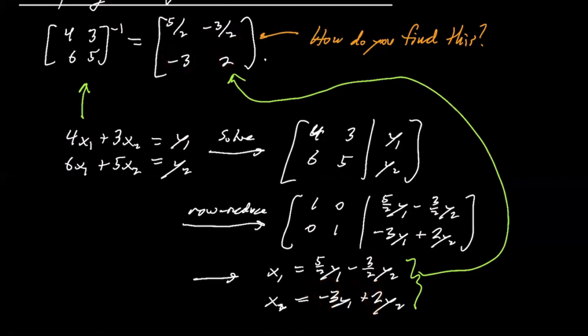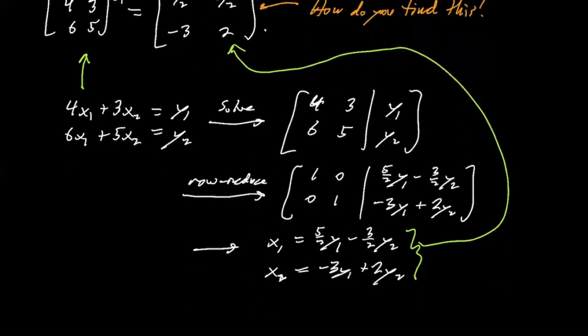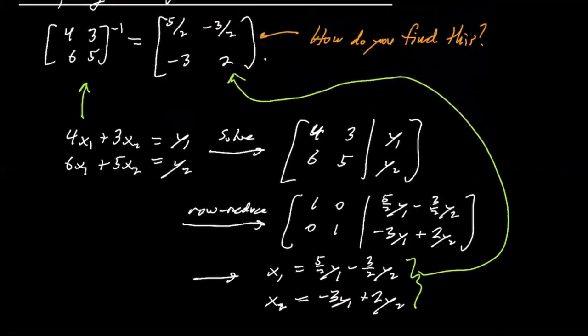That's how you find the inverse of a 2x2 transformation, if it has an inverse. By the way, that's something we should mention. If it has an inverse, we needed to end up with this. We need to end up being consistent no matter what the values of y1 and y2 were, right? And that only works if we get the 2 pivots. But if we do that and we just solve for x1, x2 in terms of y1, y2, we get the inverse immediately.